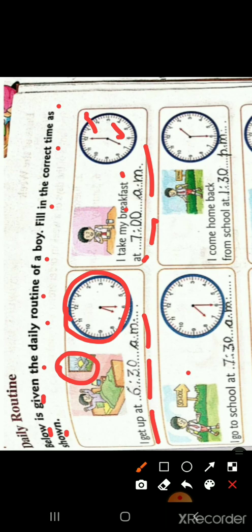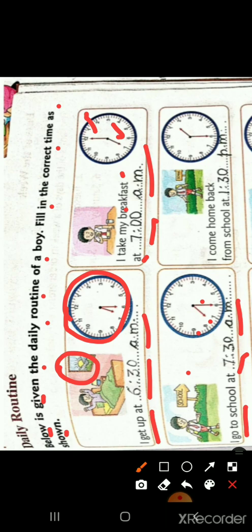Next picture you can see, here is written also, I go to school at, by which time? Here you can see the hour hand is showing between 7 and 8 and the minute hand is on 6. It means 7:30 a.m.